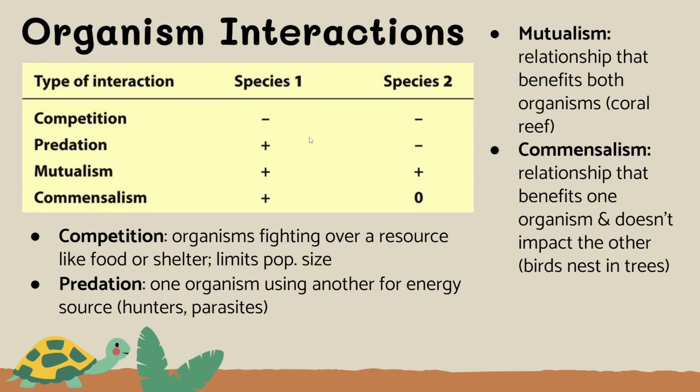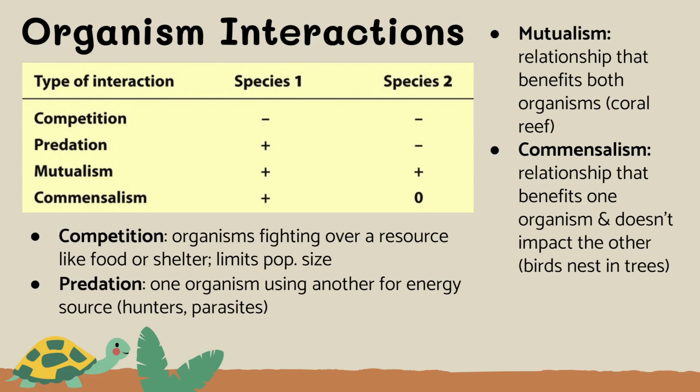Species and organism interactions occur in multiple ways. This chart is a helpful reminder for the outcome of the different types of interactions we will talk about. First, we have competition. Competition is a lose-lose situation due to organisms fighting over a shared resource like food or shelter. This is going to limit their population size because there are not enough resources to go around. This creates a loss for both species involved.